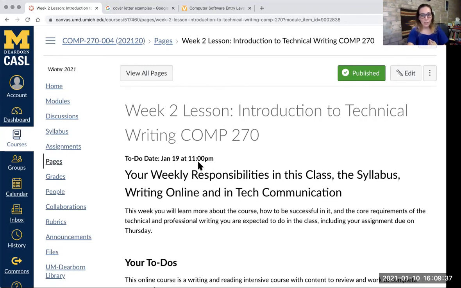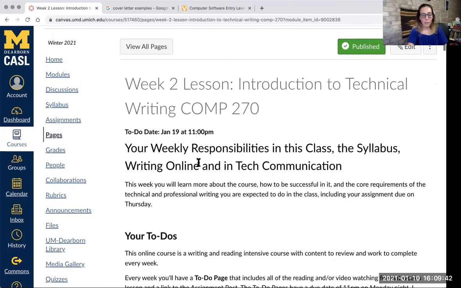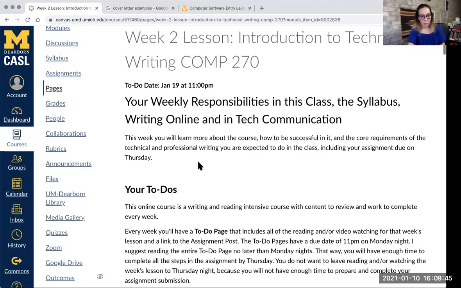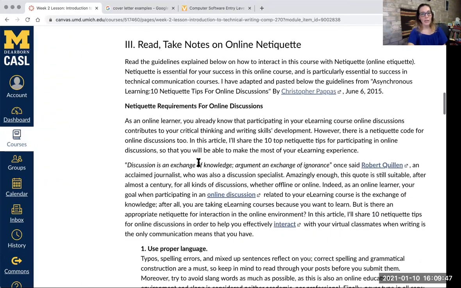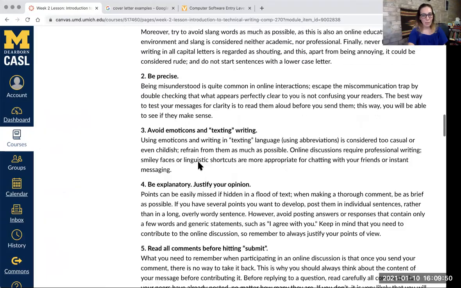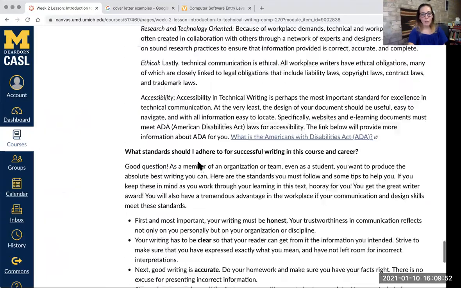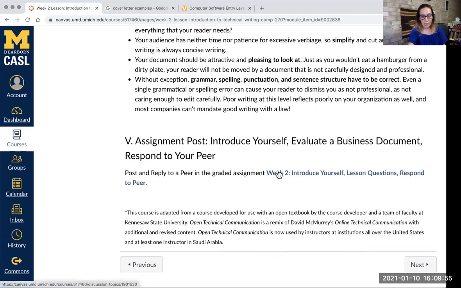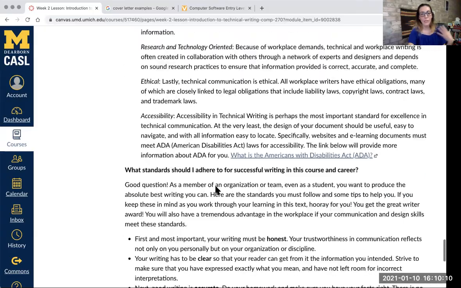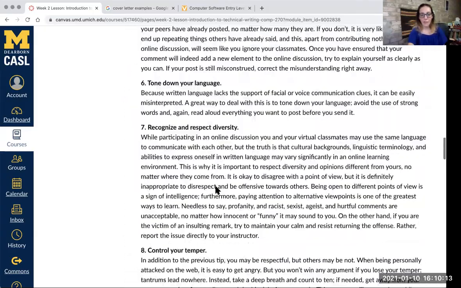I strongly urge you, and I think you should at least start the semester following this schedule, which is that you read and take notes and watch all the information that's posted in the lesson for that week by Monday night. You familiarize yourself with what is due on Thursday night, and you can get started as soon as you need to after Monday on your homework so that you are prepared to post your assignment and respond to a peer and have all of that done by 11 p.m. Thursday. So here is the lesson for week 2.